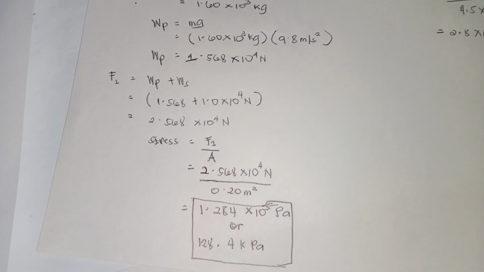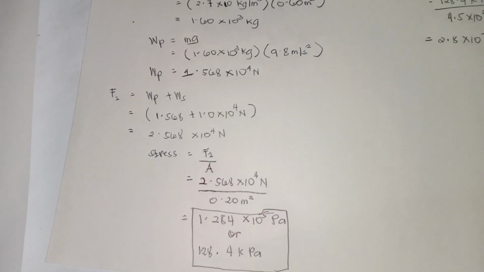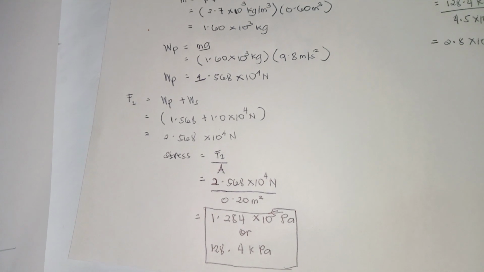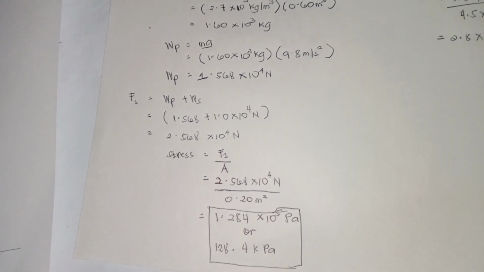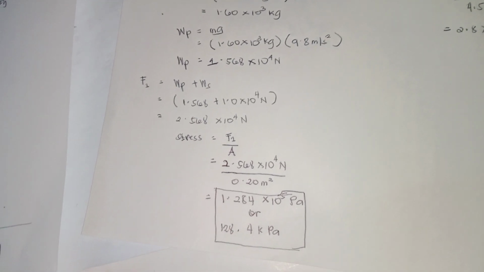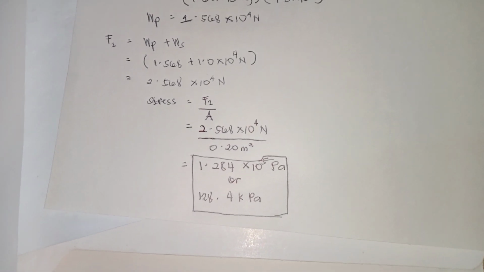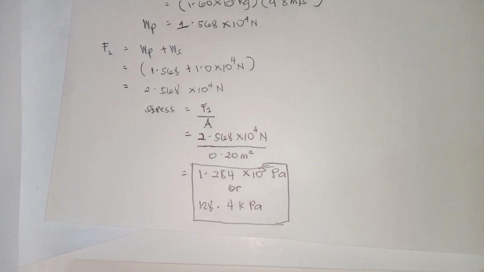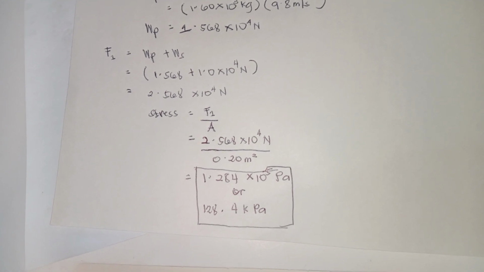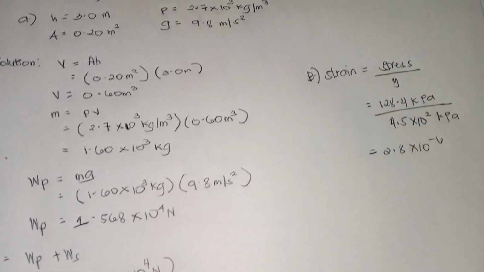Since we know the weight of the pillar, WP or the mass times gravity, is 1.568 plus 1.0 times 10 to the fourth power Newtons, that gives 2.8 times 10 to the fourth Newtons. So, we distribute this, and by distributing, we get the answer 1.1 times 10 to the fifth power, or 128.4. Then for letter B, strain equals stress over Y.